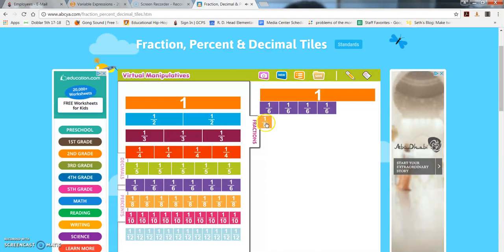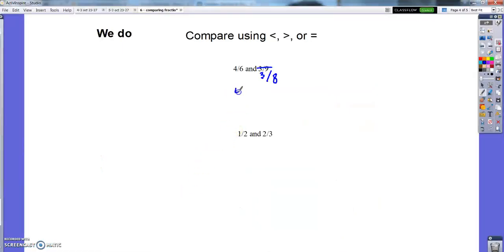We'll do 3/8. So 1/8, 2/8, 3/8. 4/6 is quite a bit longer than 3/8, which means 4/6 is the greater fraction. So I'm going to say 4/6 is greater than 3/8. Let's double check with some number lines here. Good practice using more than one strategy.